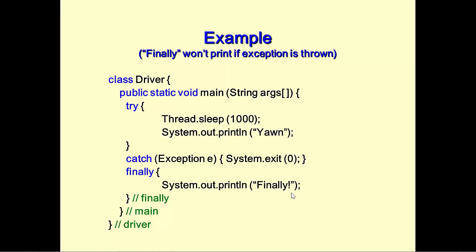Notice that the only thing that's really changed is that we have this system.exit. So if an exception is thrown, we're going to catch it down here and system.exit. If an exception isn't thrown, then what's going to happen is it's going to do this try, and then it's going to come down here and print finally.